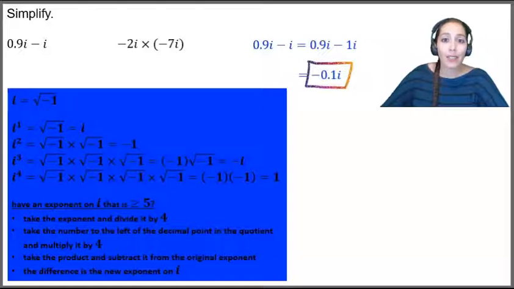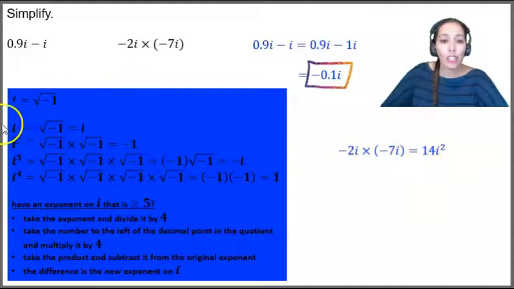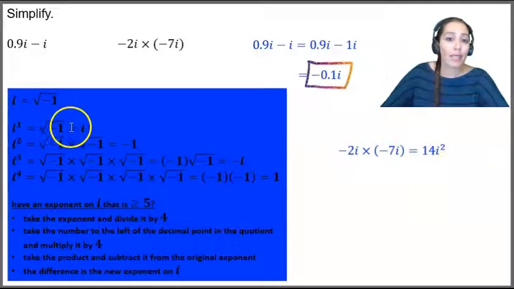Now let's look at negative 2i times negative 7i. Again, this one is very similar. We're going to treat i as if it is a variable. So when we are multiplying, we take negative 2 times negative 7 and get a positive 14. And i times i would give us i squared. Now you can look over here, Chloe showed us that i to the first is just the same thing as i. i is the square root of negative 1.